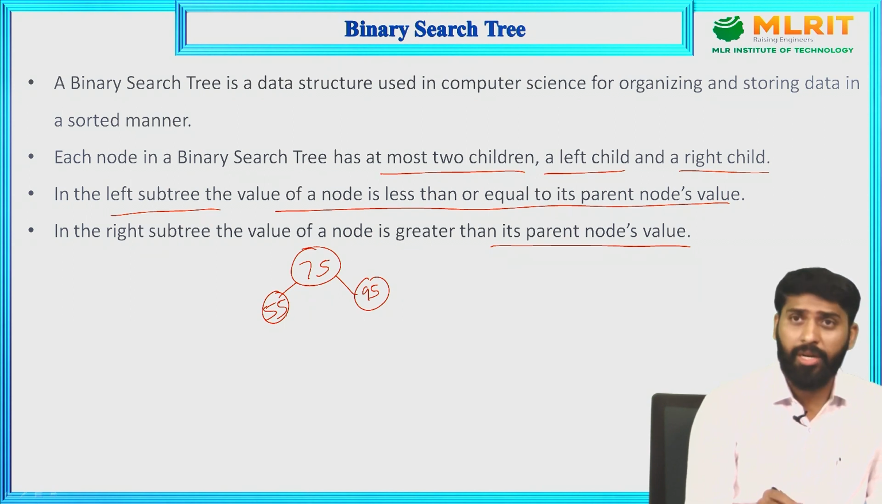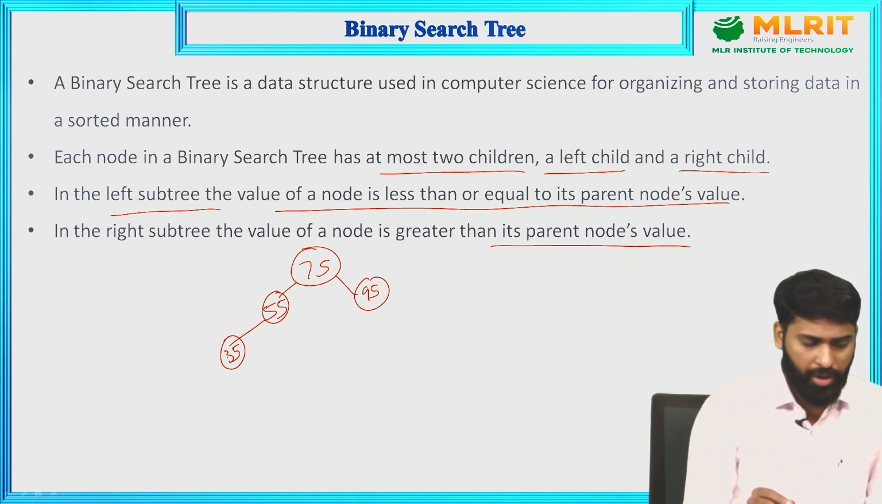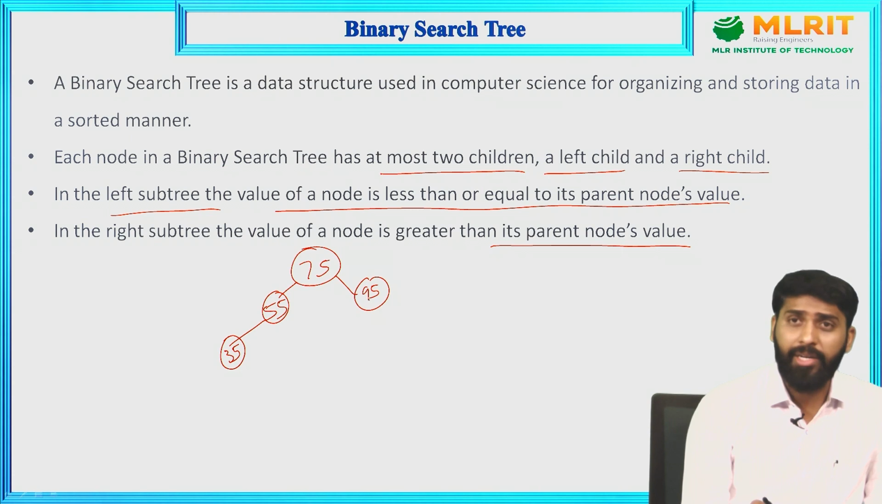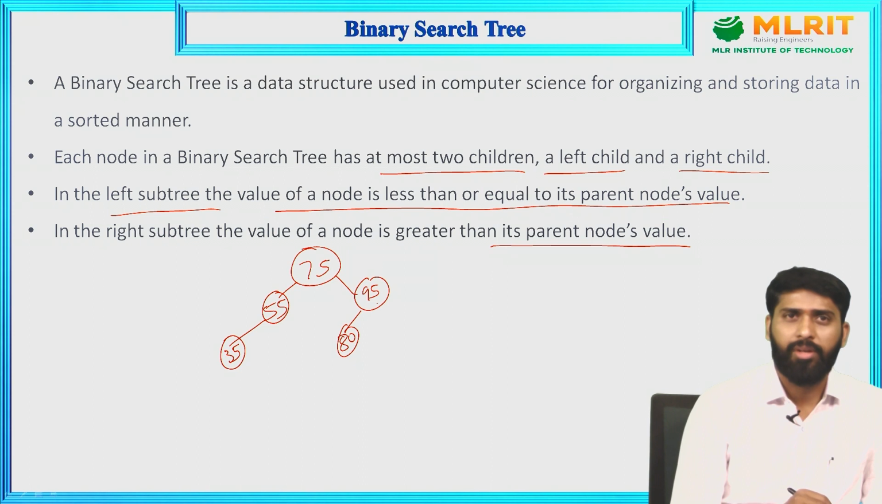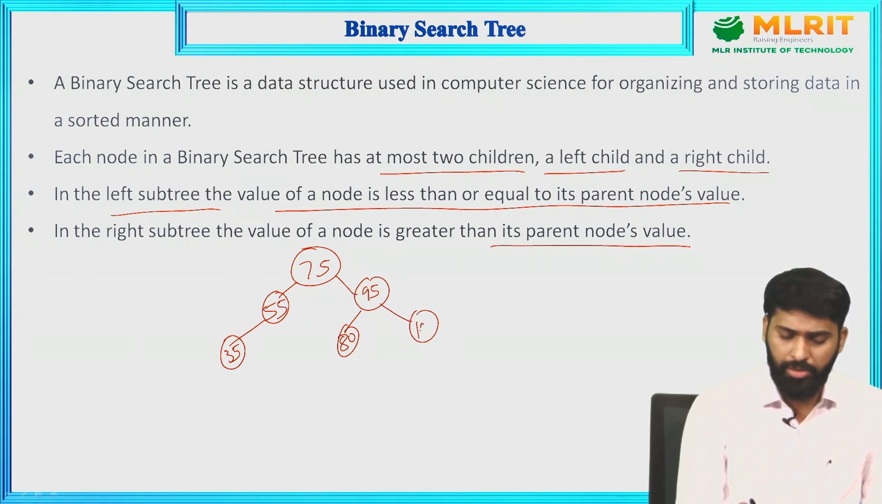Now I want to insert 35. Compare 35 with 75, it is less than, so traverse to the left. 35 is less than 55, so 35 is left of 55. Now I want to insert 80. 80 is greater than 75, so traverse to the right side. 80 is less than 95, so 80 is left of 95. Now I want to insert 100. 100 is greater than 75, so traverse to the right side. Again 100 is greater than 95, so traverse to the right side.